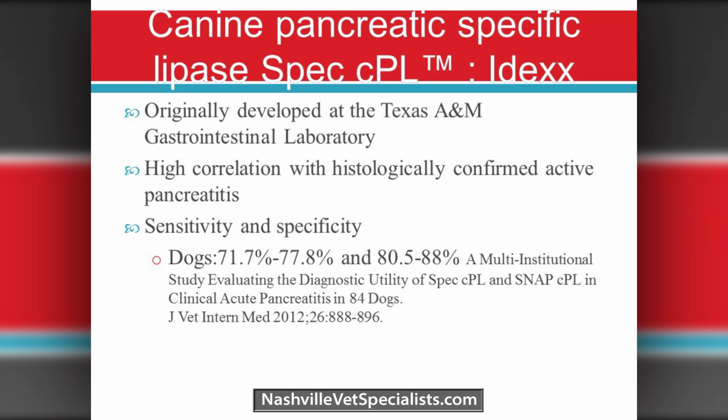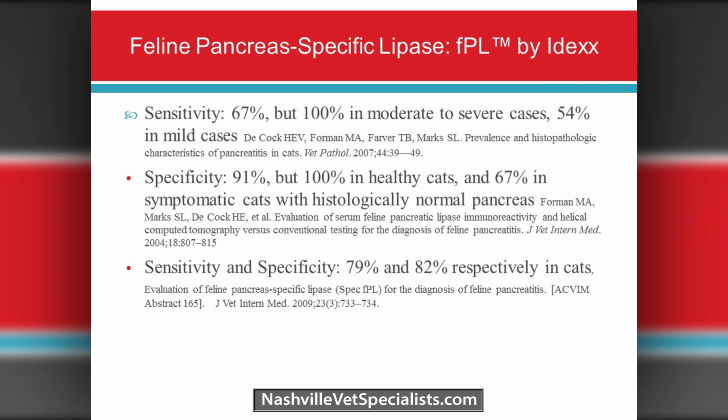Maybe there's something else. Then the feline test came out, because the real issue with pancreatitis in cats is that's the one that no one knew how to test for, because we knew amylase and lipase were even worse compared to dog comparisons. So they came out with this test, and this test is not bad, but there are various studies on that. But if you notice, the sensitivity sometimes could be 67%, but then it's 100% in moderate to severe cases, and then 54% in mild cases. So gosh, 50% of your cases may not be detected. So that could be a little bit tricky.